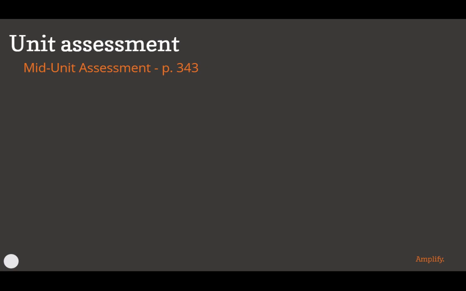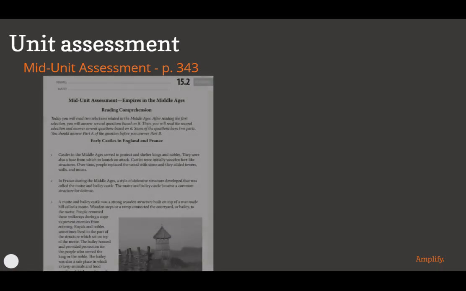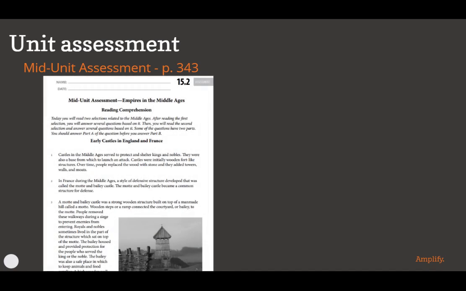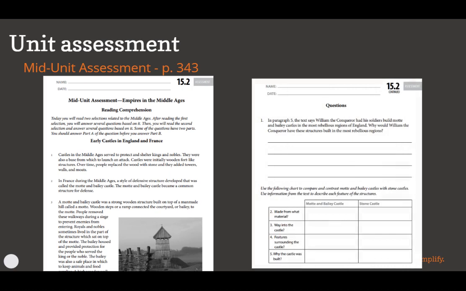The second part of the assessment is to be done independently. Students will read two selections from the activity book, starting on 15.2, and answer questions about each. More information about the assessment, such as explicit administration instructions, an answer key, and unit assessment analysis, are available in the teacher guide, starting on page 343.